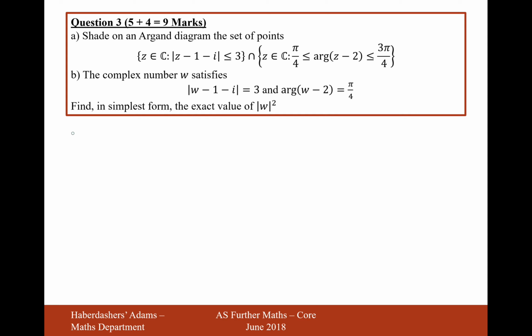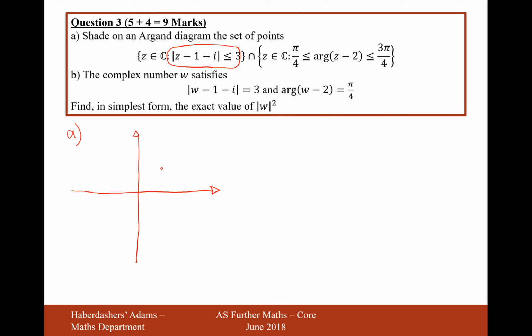Part 3a asks us to shade on an Argand diagram the set of points defined by these two things here. So let's draw ourselves a set of axes first. Let's have a look at the first one. It's the set of complex numbers, but this is the key bit for the first locus of points that we're going to draw. It's the modulus of z minus 1 minus i is less than or equal to 3.